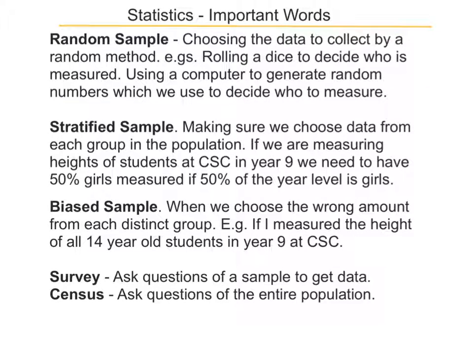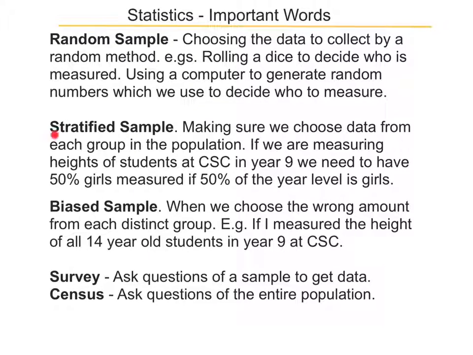So let's look at a few different types of sampling. A random sample is when you choose data by using a random method. And this usually involves rolling a dice to decide who is measured, or using a computer program to generate random numbers, which then decides who gets picked. The key thing in a random sample is you need to make sure you've got enough people randomly chosen so that they represent the entire population.